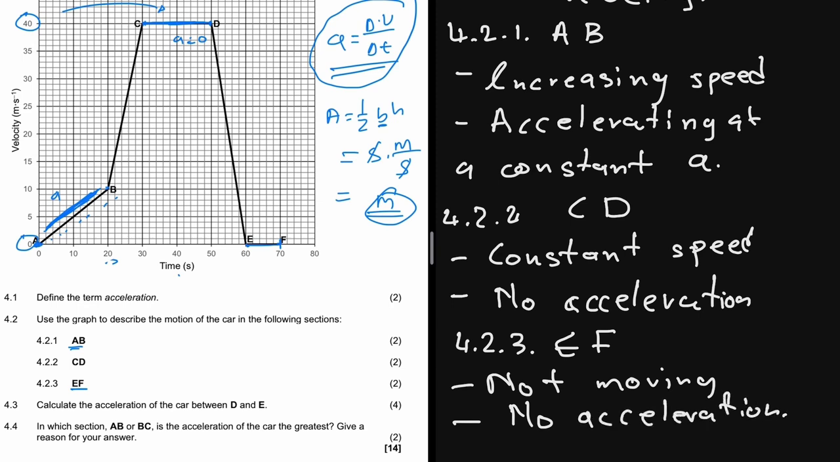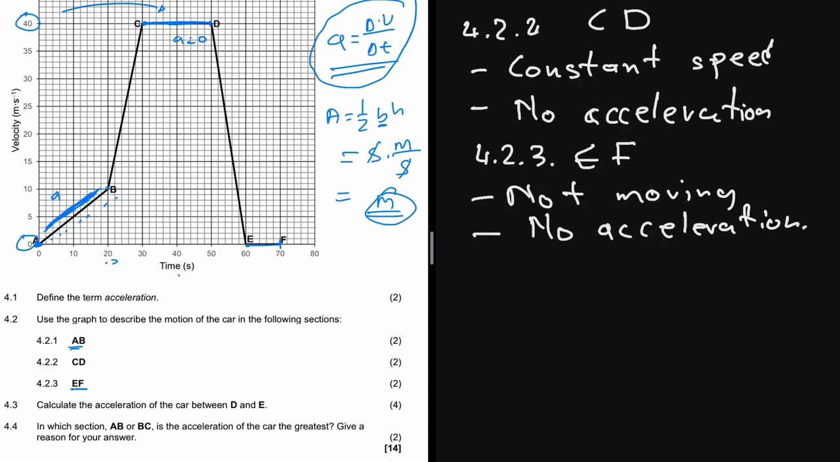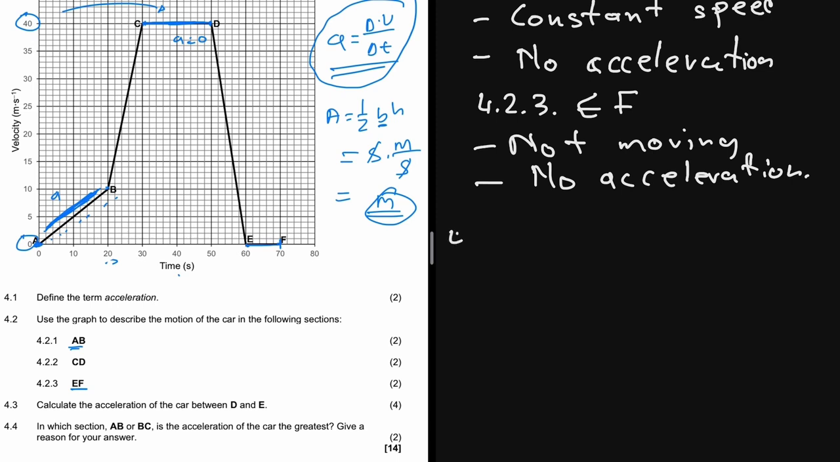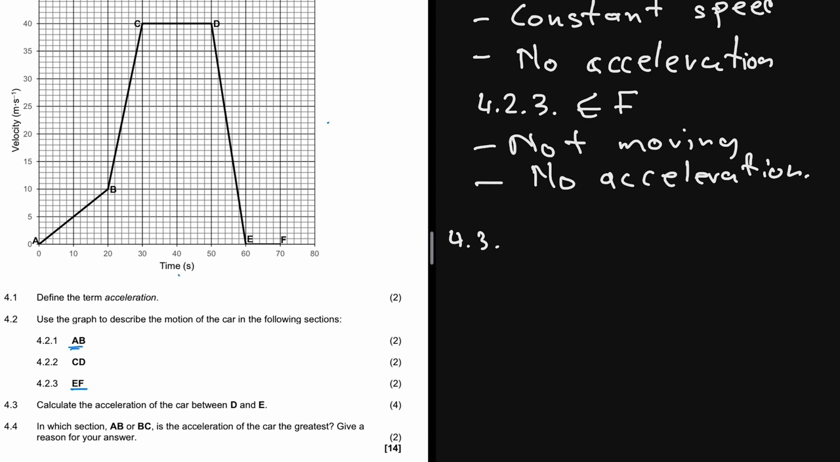Okay, so that is how we can describe those parts of the velocity time graph. Now the next question, which is 4.3, says calculate the acceleration of the car between D and E. Remember, if you look at this graph, from D to E we just have a straight line, so the acceleration is the same throughout from D to E.